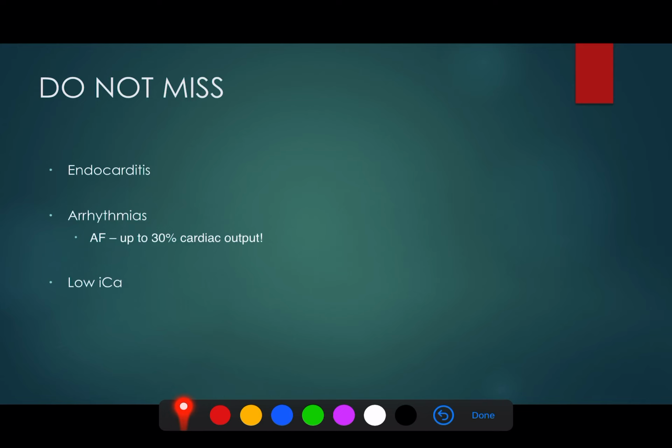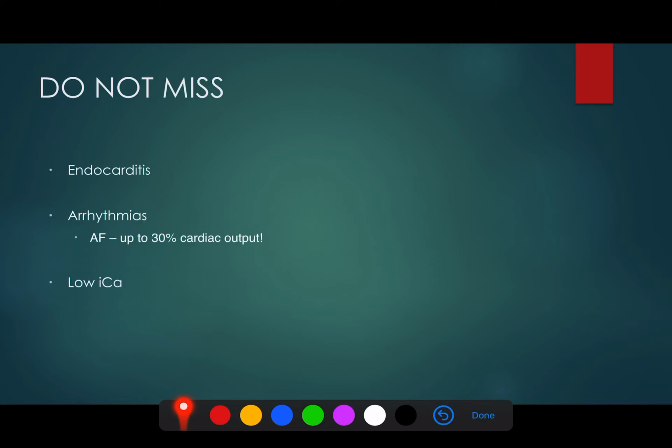When you're assessing a patient from a cardiovascular perspective, one thing that you must not miss is endocarditis. It's very rare, but it does happen, and if it does happen, catching it early can be the difference between that patient requiring a valve repair and requiring months and months of antibiotics, and potentially not.